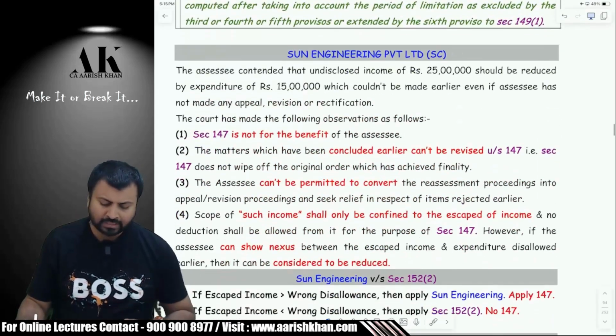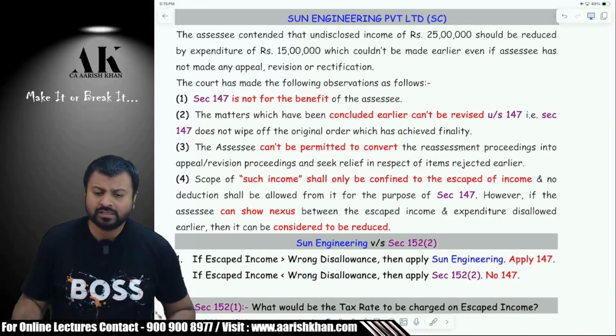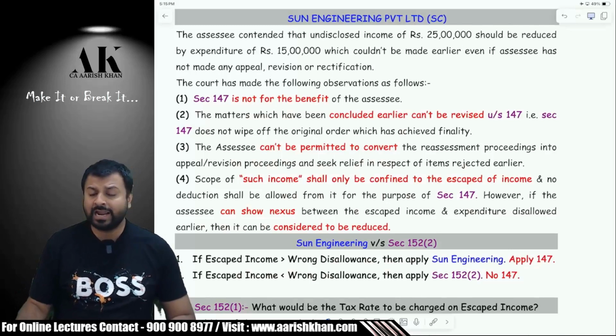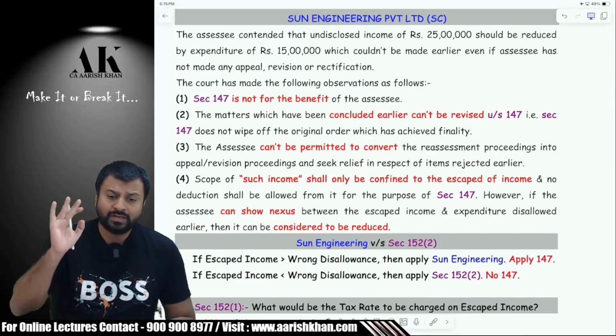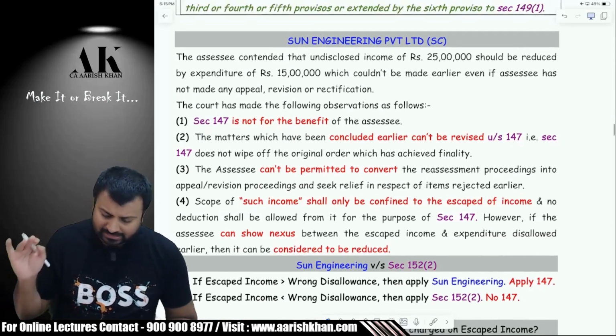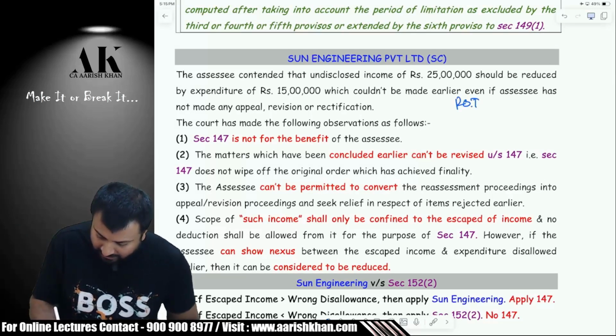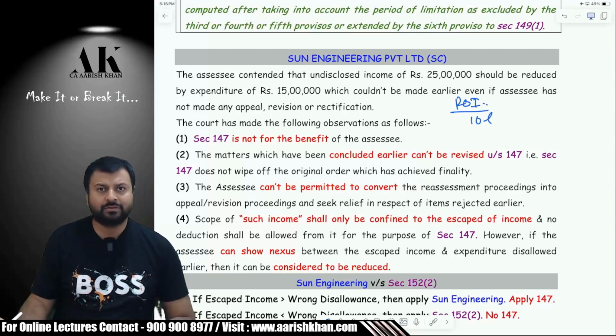Don't worry. Okay. Now coming to the next point, which is a very, very, very important Supreme Court judgment, Sun Engineering Private Limited, a landmark judgment of the Supreme Court. Be very careful with this. Okay. What has happened in the assessee's case: let me give you an example. Earlier, the assessee filed an ROI, and in the ROI, the assessee has shown an income of 10 lakh rupees. Okay, income of 10 lakh rupees.